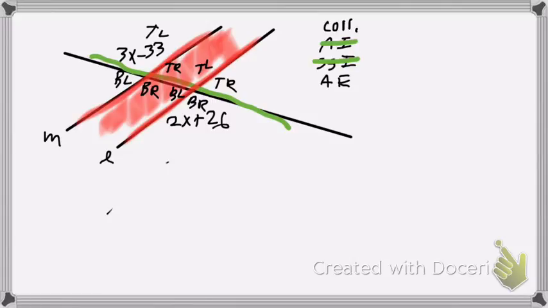Alternate exterior, let's check. Is this on the exterior, 3x minus 33? Yes, it is. Alternate exteriors are on the other side of the transversal and not adjacent. So it's not this angle right here, it's got to be this angle right here. So they are.